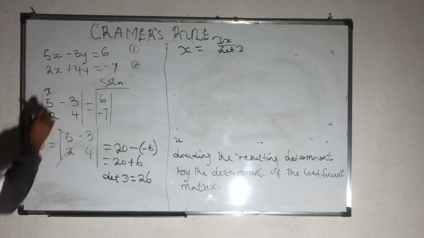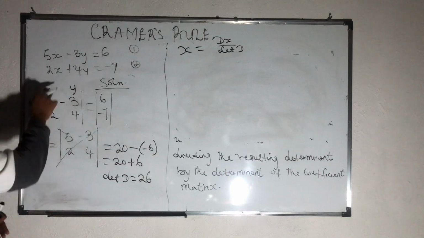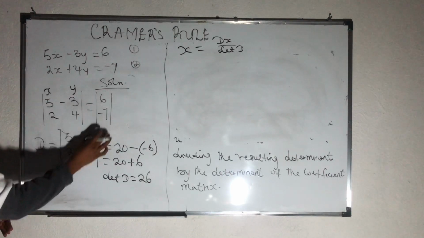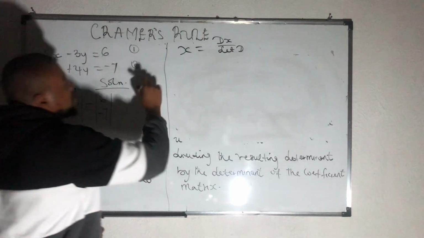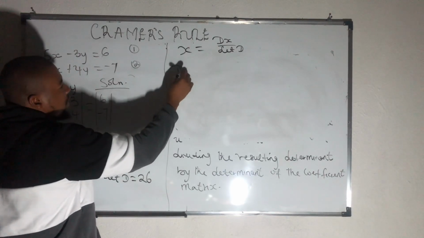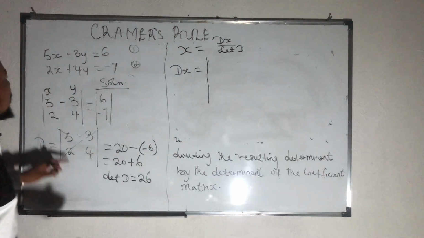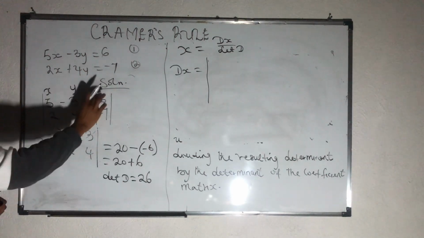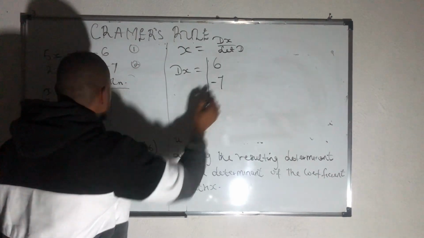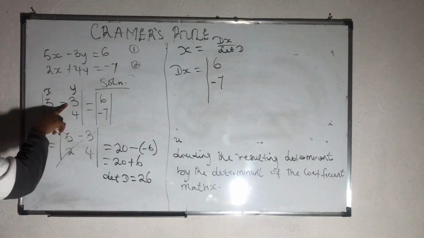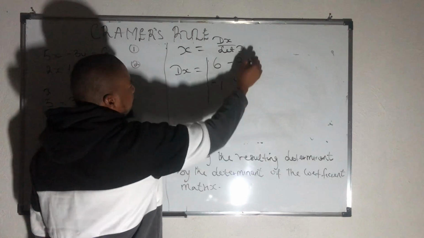This is the column for x and here is the column for y. So we are going to replace the column for x with these constant terms and then find the determinant for x. Hence, this is going to be our Dx is equal to, I'm going to draw a line here. So replacing the column for x with the constant terms, we're going to have 6, negative 7, and we have negative 3 and 4 remaining. It now becomes 6, -3, -7, 4.